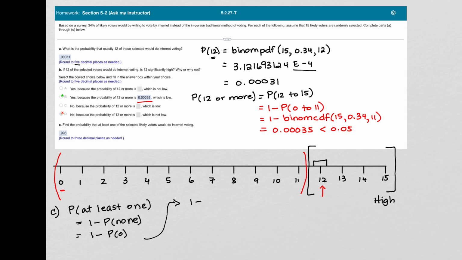And we can calculate this using really either the binom PDF or the binom CDF function would work. And we have 15 trials. Probability of an individual success is 0.34. And we want a maximum of 0 successes, or we want 0 successes here. If we use CDF, it would be a maximum of 0. Either way, it winds up being equal. And this winds up being 0.998. And that's how you do that problem.